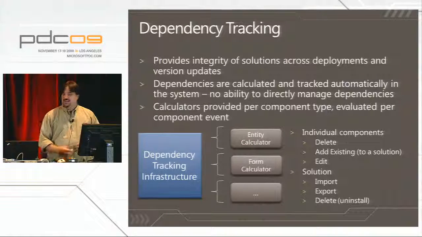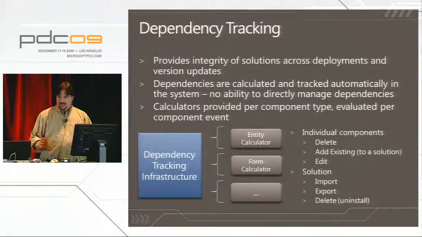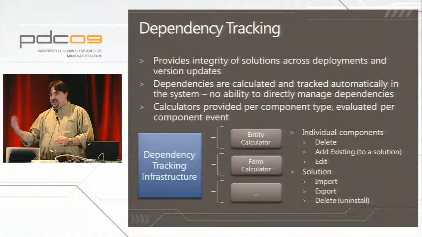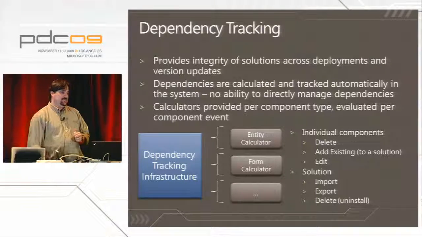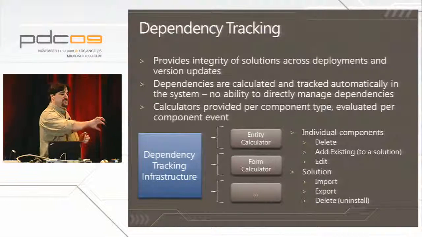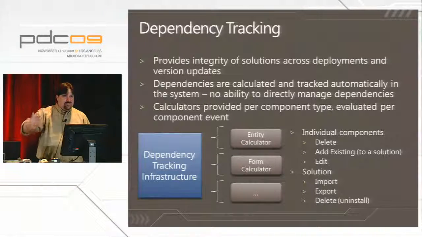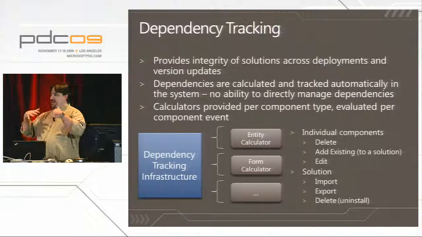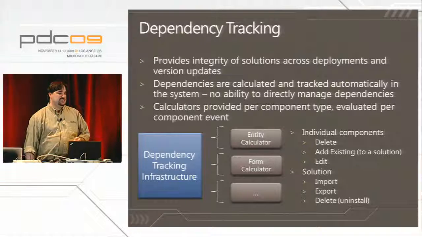The way we've done that is we have a service that automatically calculates all these dependencies for you. It's not something you manage outside of the normal operations of saying, I would like to add a button. You don't have to say, I would like to add a button, now please add the dependency. You just say, I would like to add the button. We've got calculators that manage these things at different component types for different events, and also at the solution level. So for example, when you import, export, or delete a solution, all of those have ramifications on the rest of the system in terms of what happens if this dependency or this component goes away.